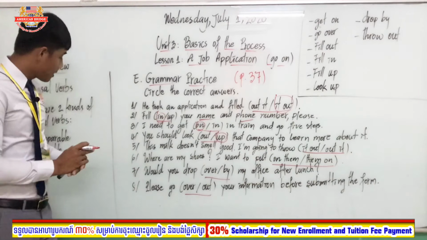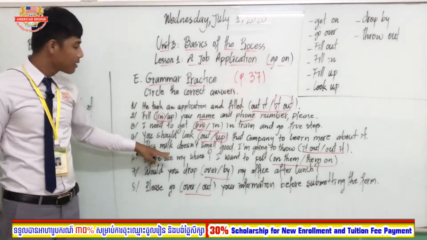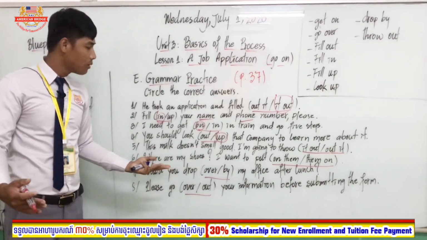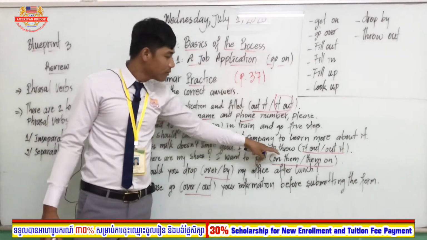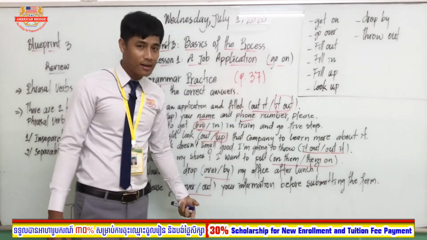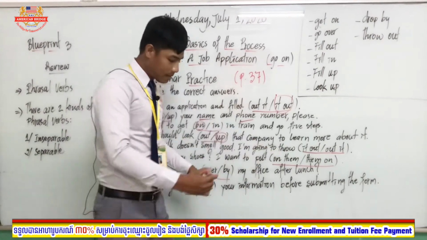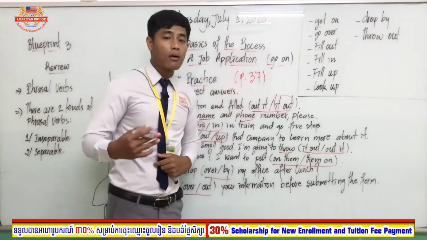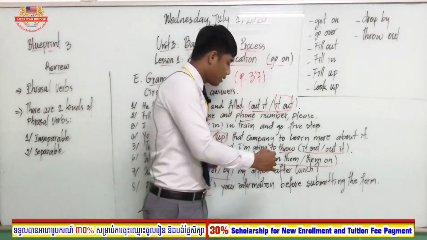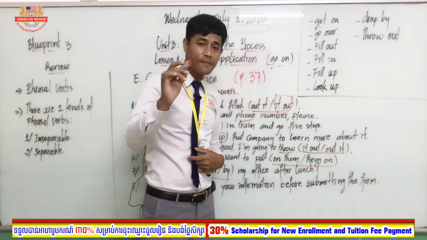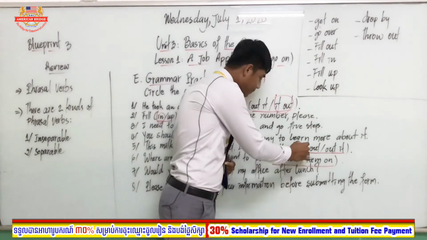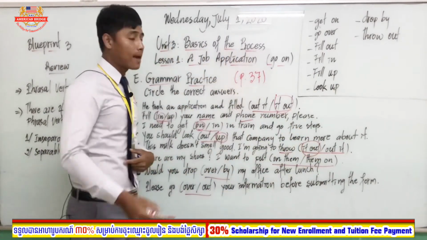Number five: this milk doesn't smell good, so what do you have to do? I'm going to throw it out or throw out it, everyone. Throw out is a separable phrasal verb, so it should have the object between the words. So throw it out.